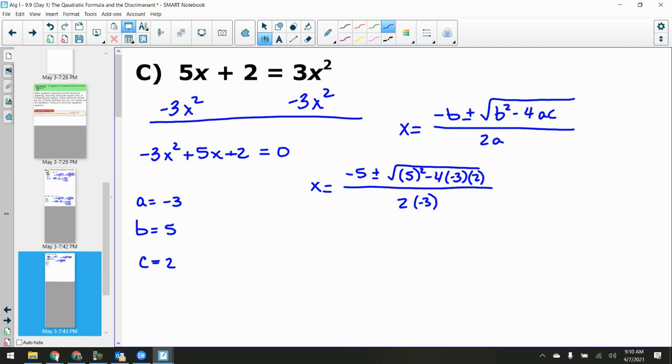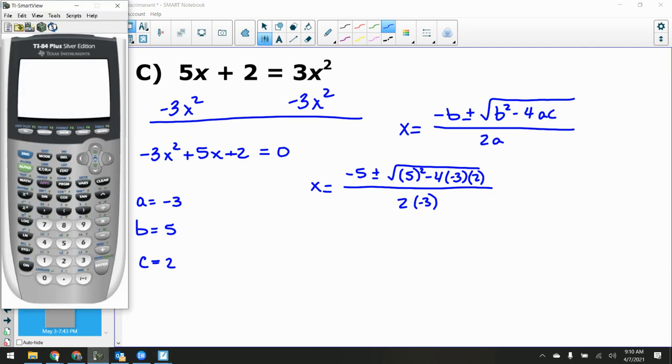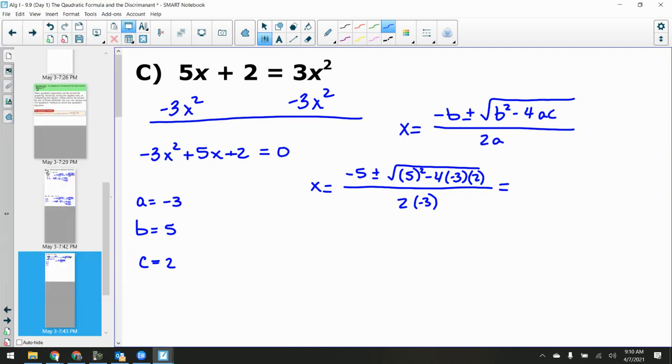All right, now let's plug it in here. Inside the radical: 5 squared minus 4 times negative 3 times 2. Everybody look at my calculator. That's the way it should look. And I get 49. Negative 5 plus or minus the square root of 49 all over negative 6. 2 times negative 3 is negative 6. What is the square root of 49? 7. So it's x equals negative 5 plus or minus 7 over negative 6.